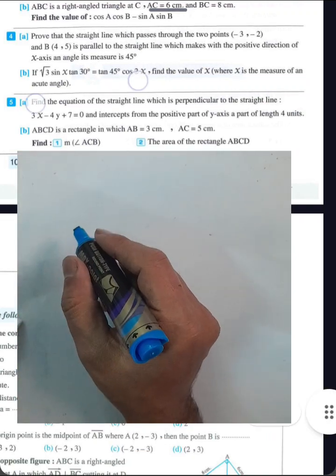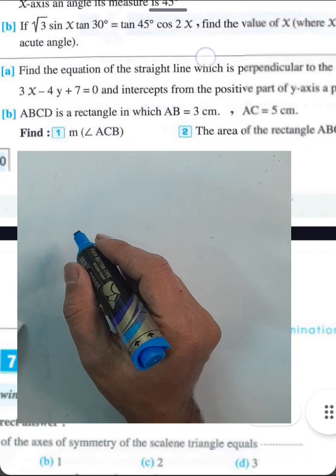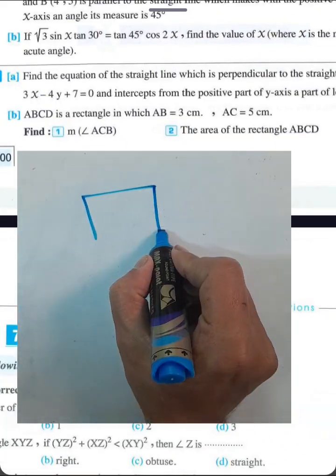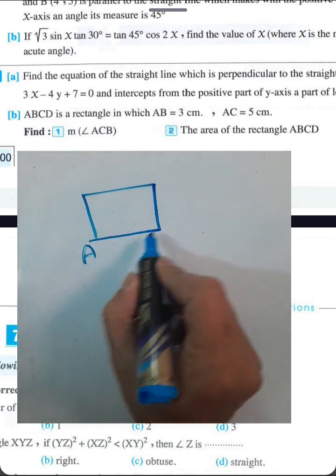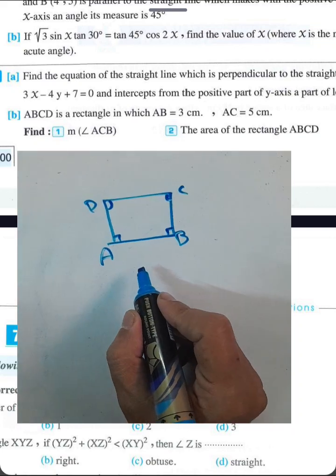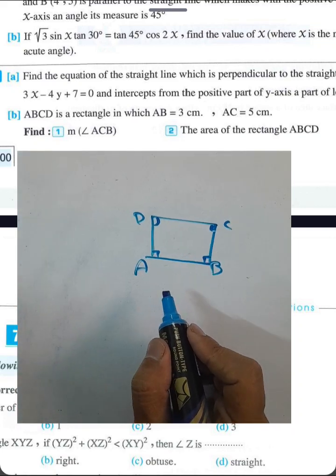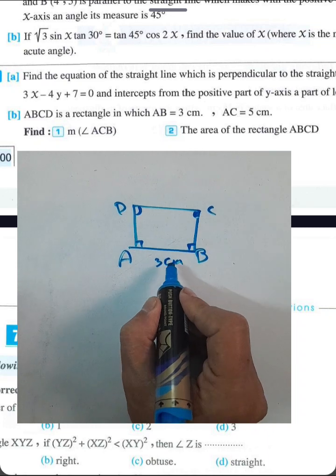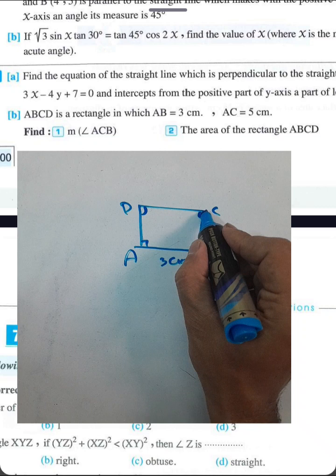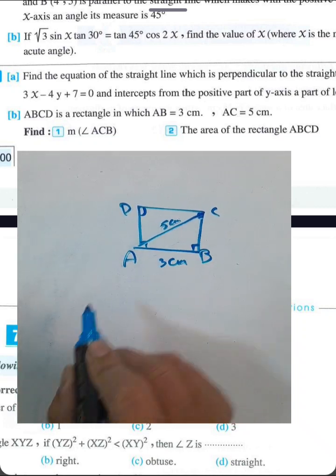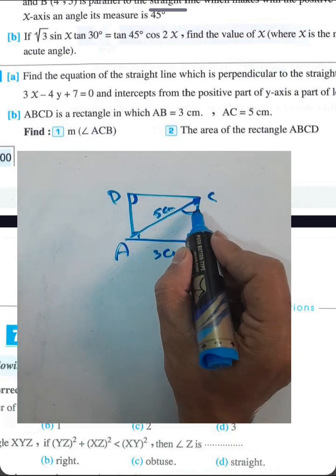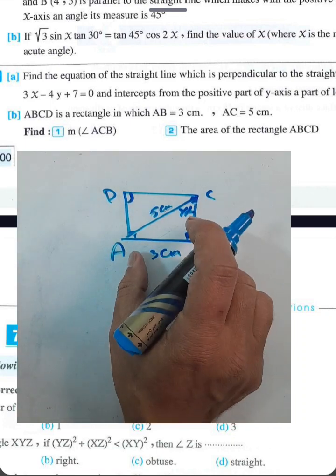letter B. ABCD is a rectangle in which AB equal 3 centimeter. We have rectangle here, ABCD, the rectangle, and AB was 3 centimeter and AC 5 centimeter, and you want to find the measure of angle ECB. ECB here, this angle, the opposite, and the hypotenuse here.